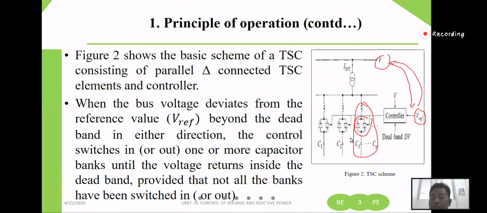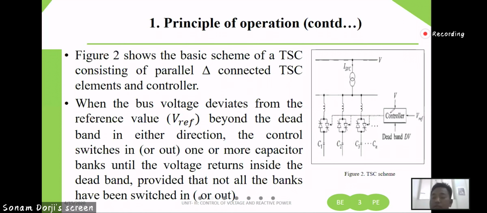Sometimes a single TSC may not be enough. Then you may have to switch on another TSC, and then it will bring it back. Or again, you have to switch on another, and then it has to bring it back. Okay, so based on how much the voltage has deviated beyond the reference voltage, this controller will sense, and then it will switch on the TSC. Either one TSC will be enough, or you may have to switch on a second, a third, and so on.